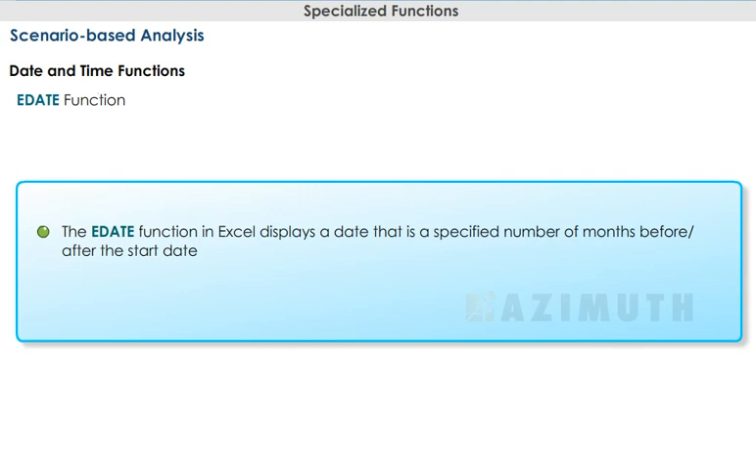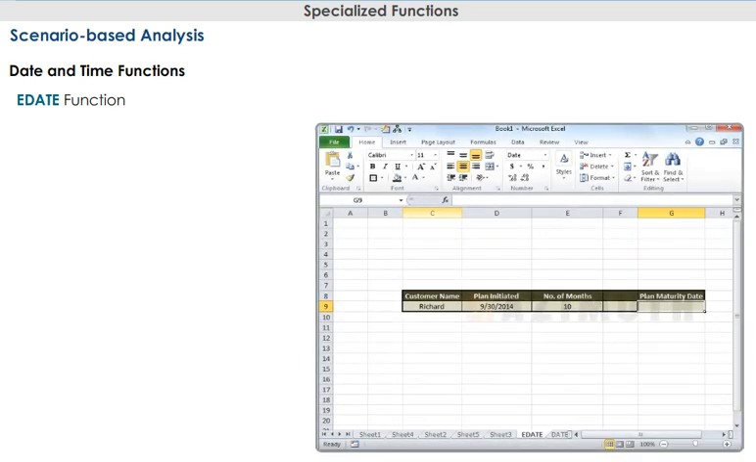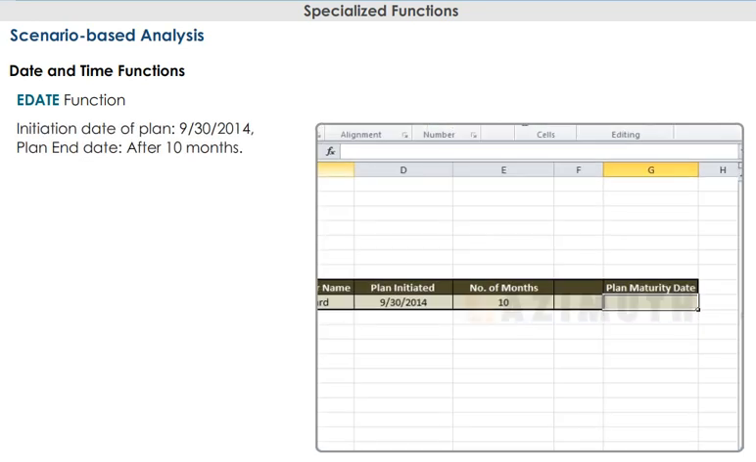EDate function. The EDate function in Excel displays a date that is a specified number of months before or after the start date. Syntax: EDATE(start_date, months). For example, a customer named Richard has a specific plan that was initiated on 9/30/2014, which is going to end after 10 months. Let us use the EDate function to find the plan end date.